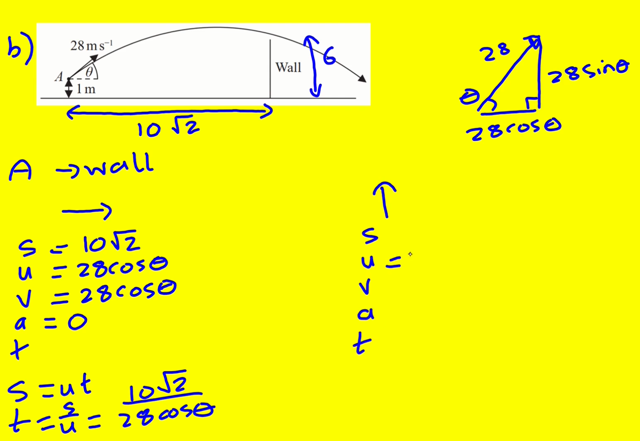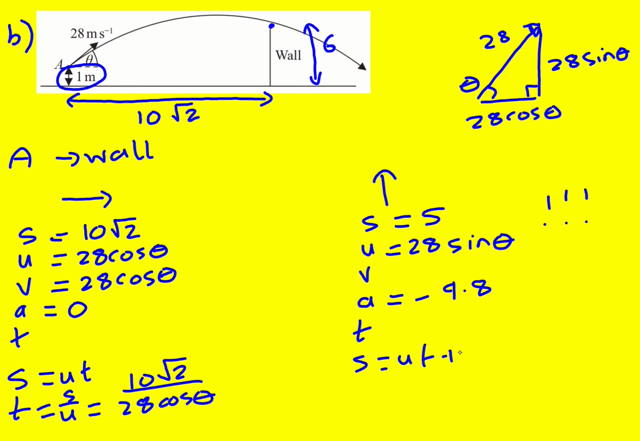So now u is 28 sine theta. A is going to be minus 9.8, as we were told. And we're interested in the point where the ball just goes over the wall, because we're going to be looking at the maximum and the minimum. Now, just note this, it starts at 1 meter above the ground. So actually we want S to equal 5. Okay, that is easily a place to slip up here.